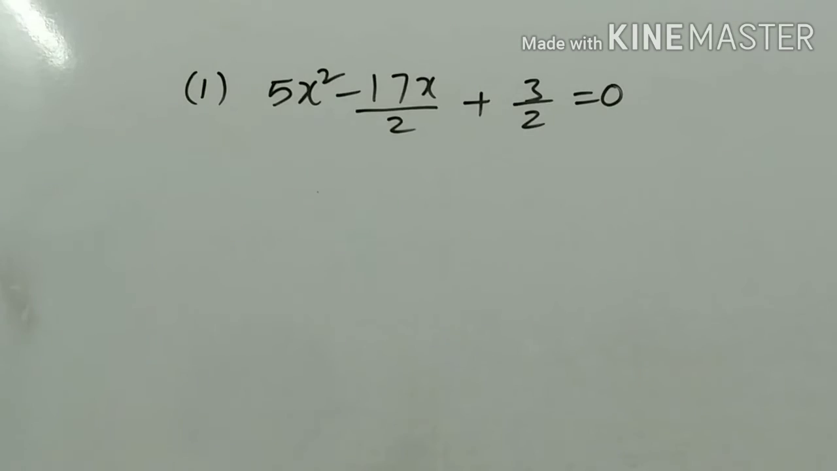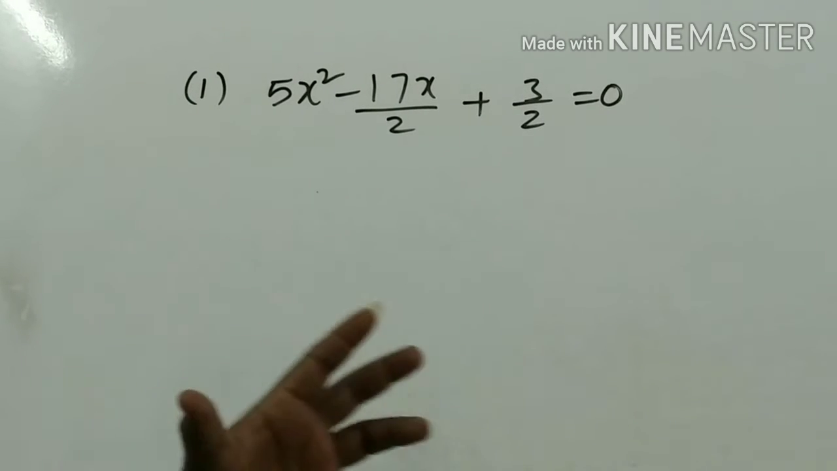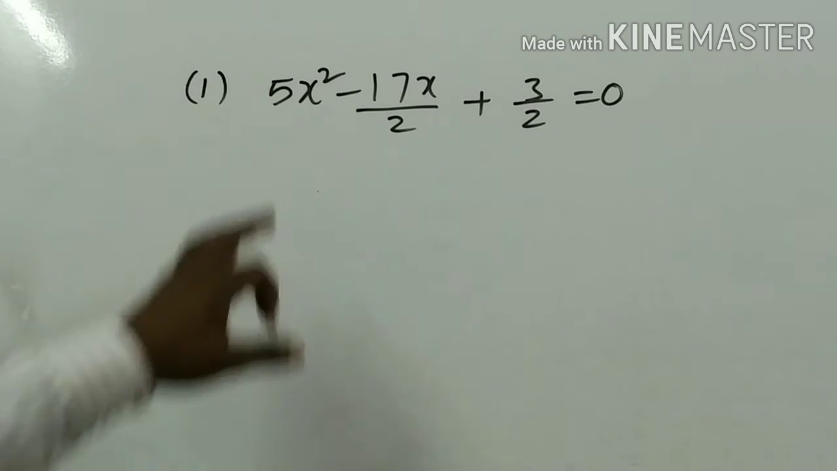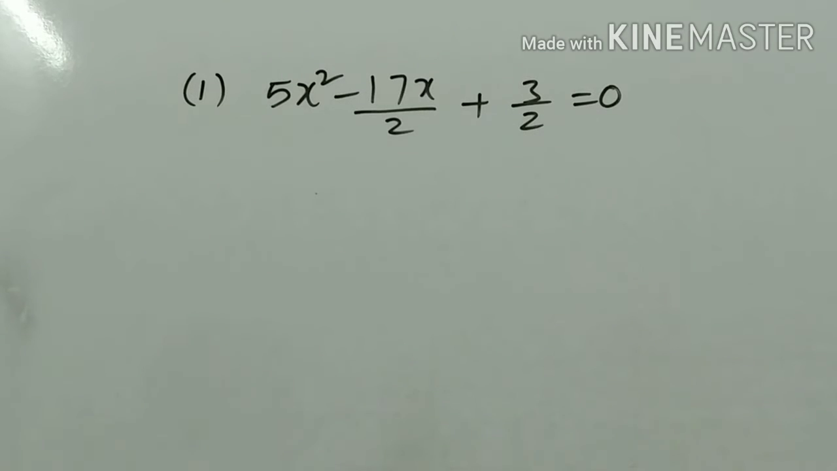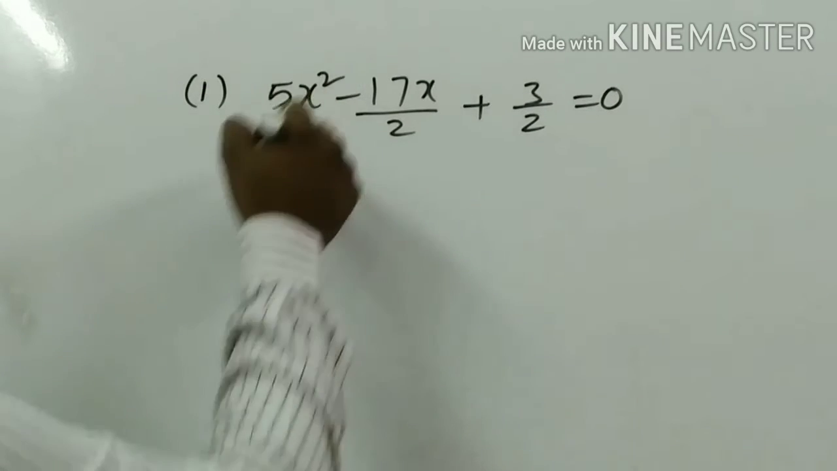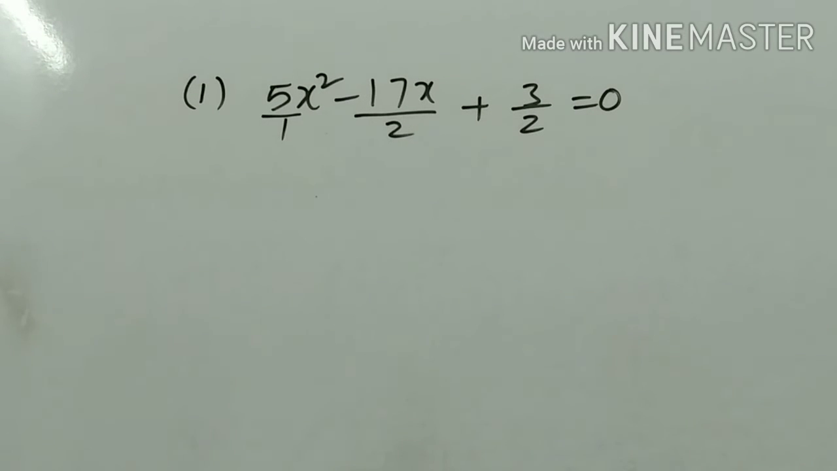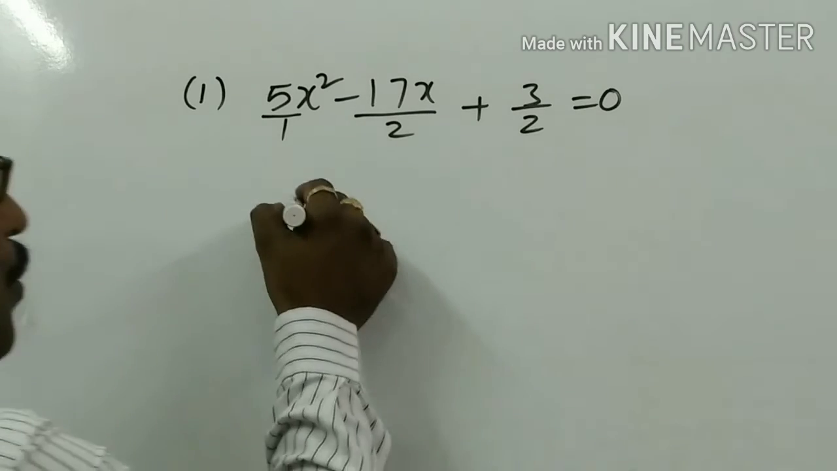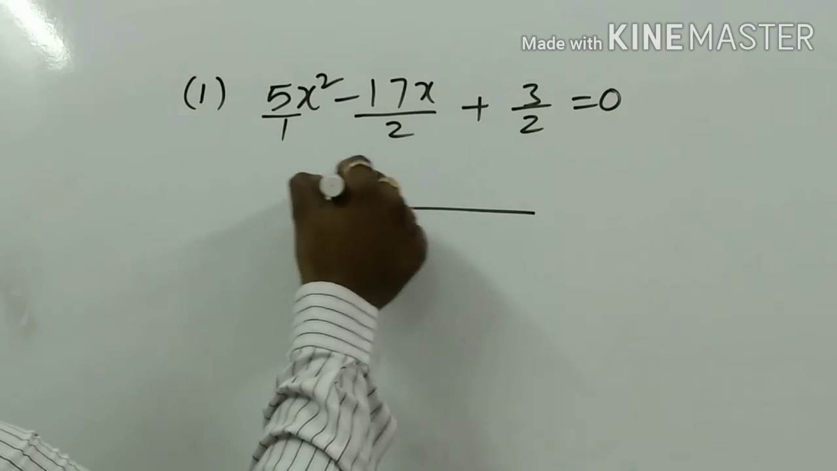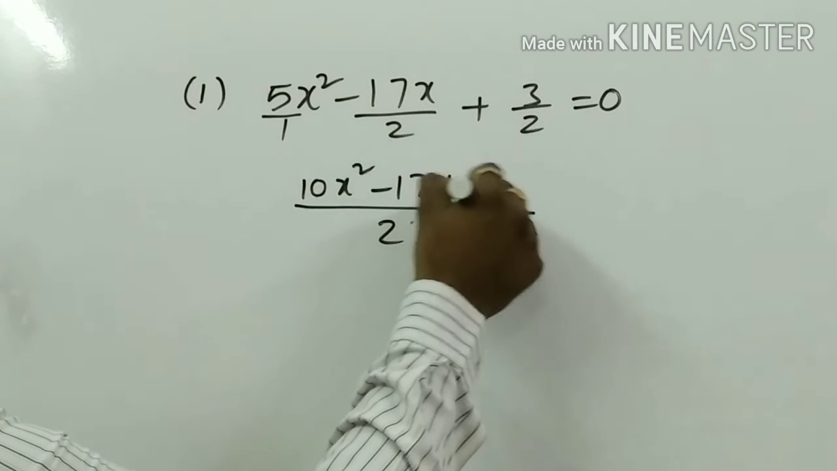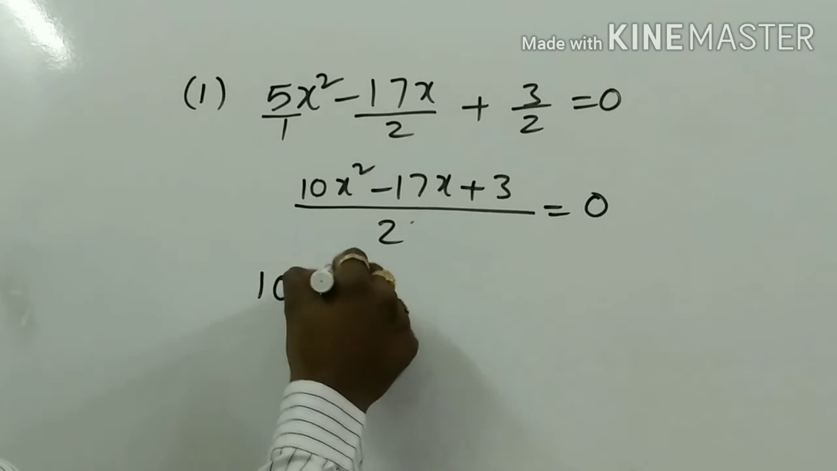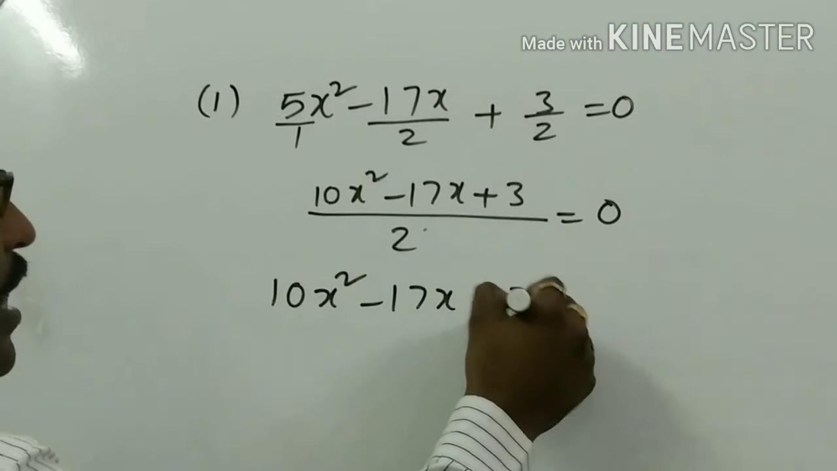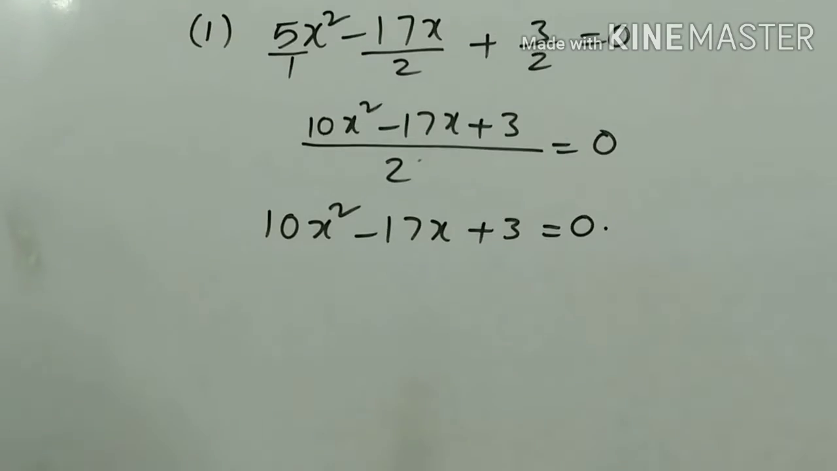Now we will discuss a different example. One is a fraction, the other one is a number. How to solve? It is very simple. You learn from your previous classes. Take the LCM, that is 2. So 2 fives are 10x square minus 17x plus 3 equal to 0. Now you got the quadratic equation 10x square minus 17x plus 3 is equal to 0.